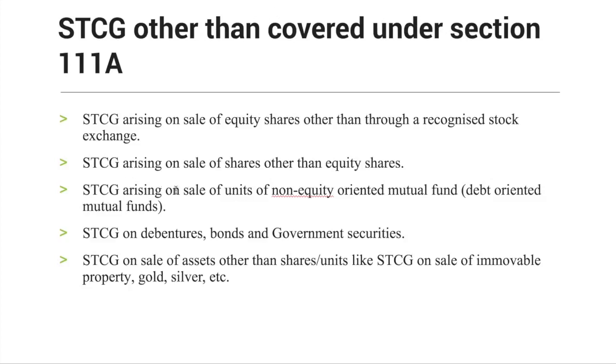And the third point is sale of units of non-equity oriented mutual funds, for example, debt oriented mutual funds. If you make any gains by selling debt oriented mutual funds, then that won't be covered under section 111A. And then sale of debentures, bonds and other securities. And then this is an important point. If you are making any gains by selling immovable property like land, building, etc., then that won't be covered under section 111A. Similarly, gold and silver.